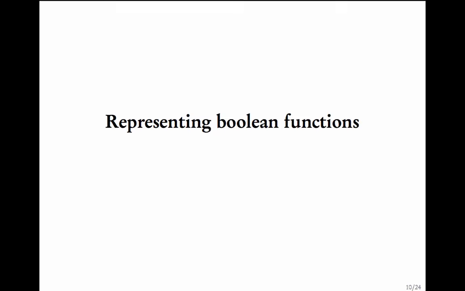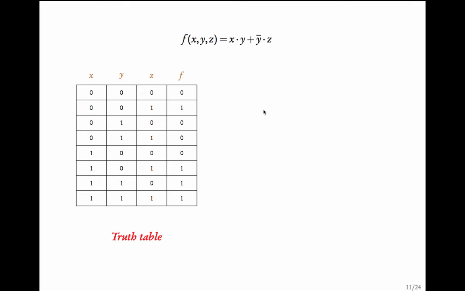So we have seen what Boolean functions are so far. Let us now see how to represent Boolean functions. So far it's simple. So here is a Boolean function. F of xyz is x dot y plus y bar dot z.